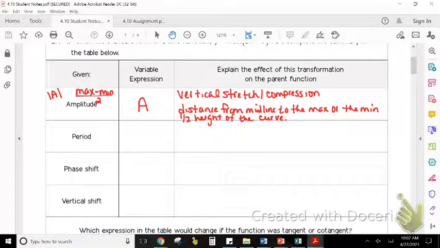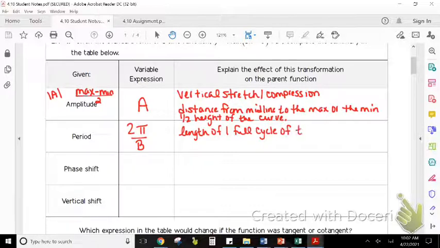For the period, remember that our period is 2 pi over b. And so that's going to help us find the b value. Remember, the period is the length of one full cycle of the wave. It's how long it takes the graph to repeat itself.